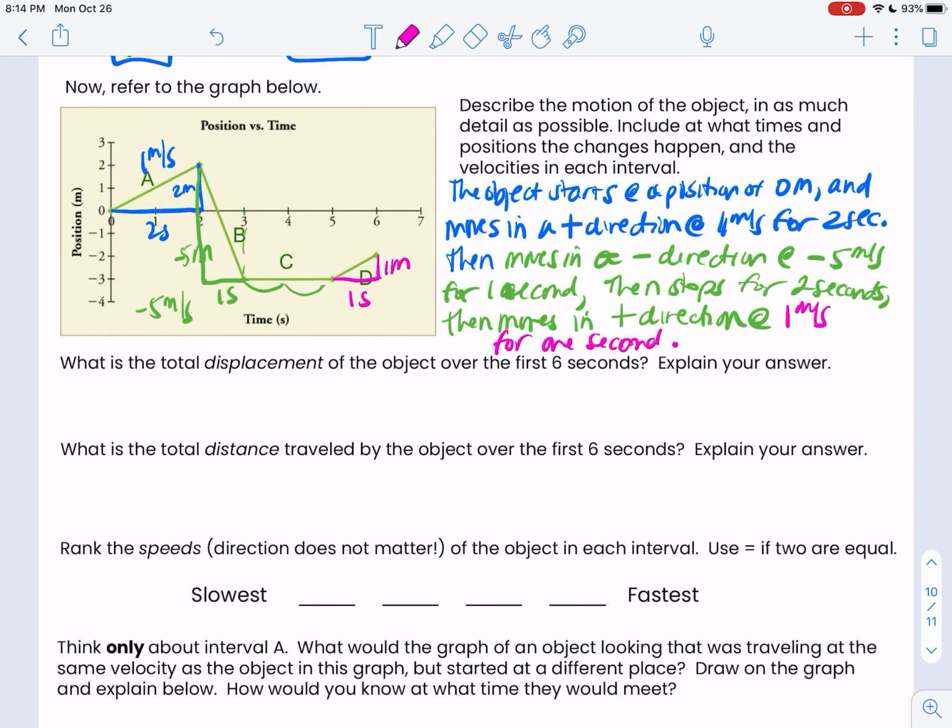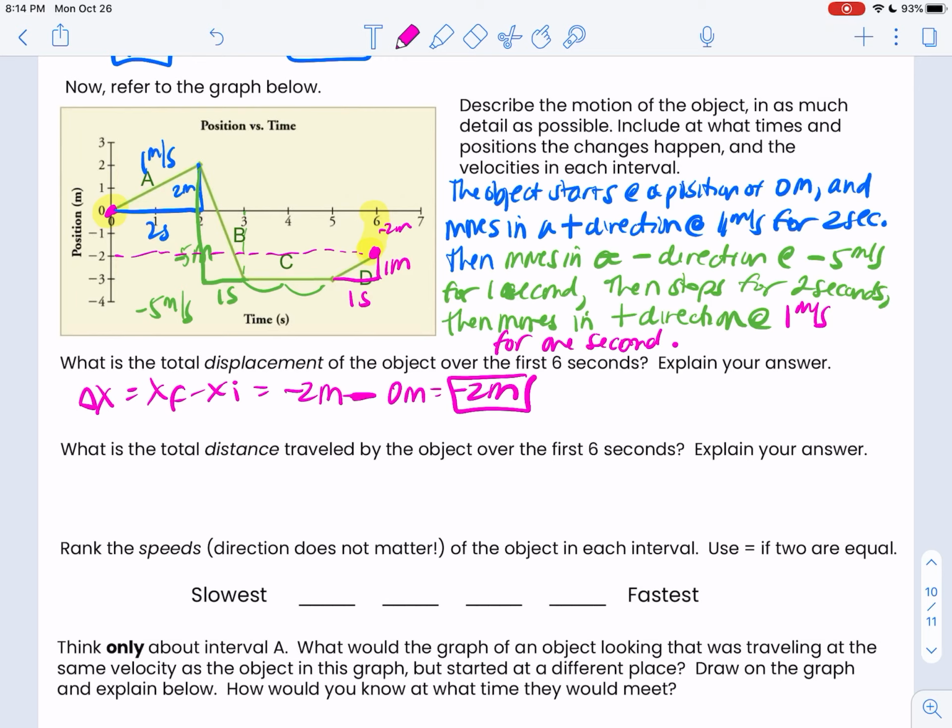All right, what's the total displacement of the object over the first 6 seconds? So displacement, remember, we're just comparing the final to the initial. So the final position here is negative 2 meters minus the initial position here, 0. So really this object only went 2 meters, right? Because if you look just from 0 to here, that's only negative 2 meters.